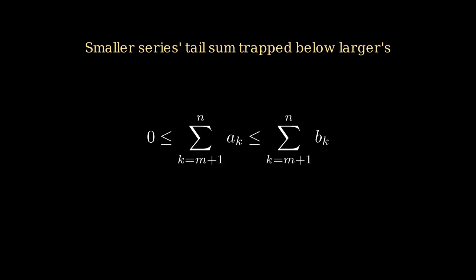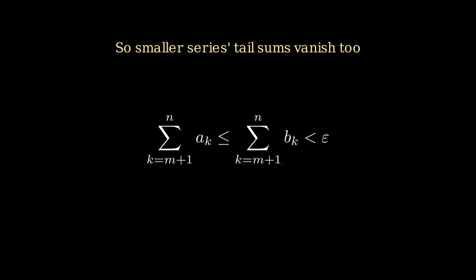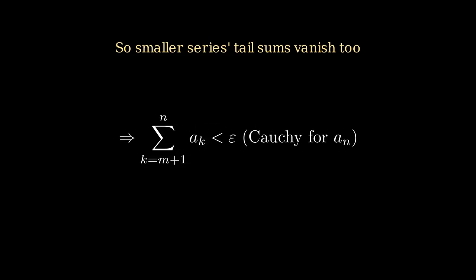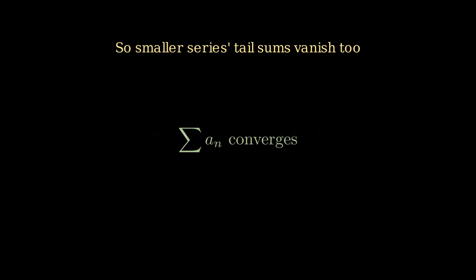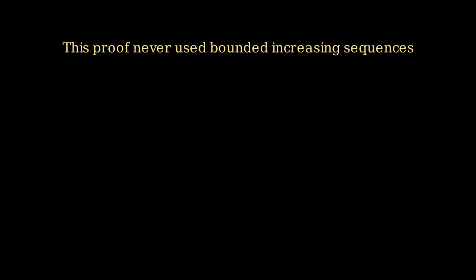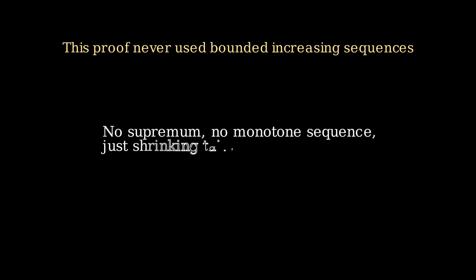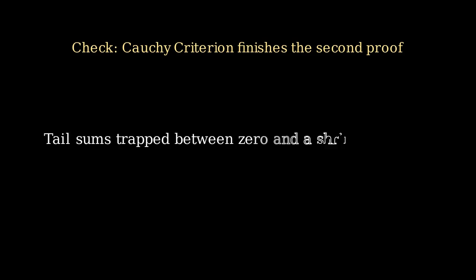So the smaller series tail sums are squeezed below something that can be made arbitrarily small. That means the smaller series tail sums can also be made arbitrarily small, which is exactly the Cauchy criterion for the smaller series. So the smaller series converges too. Notice this proof never spoke of a bounded increasing sequence or a supremum at all. It worked entirely with the size of tail sums shrinking, which is a genuinely different way of capturing convergence, not just the first proof said differently. Check this second proof. We never built partial sums upward, we only trapped tail sums between 0 and a shrinking quantity, and the Cauchy criterion finished the job on its own.